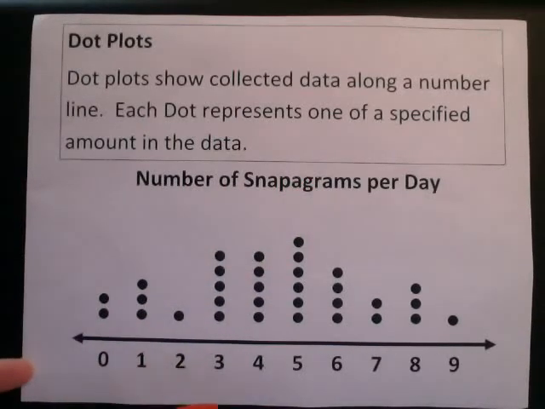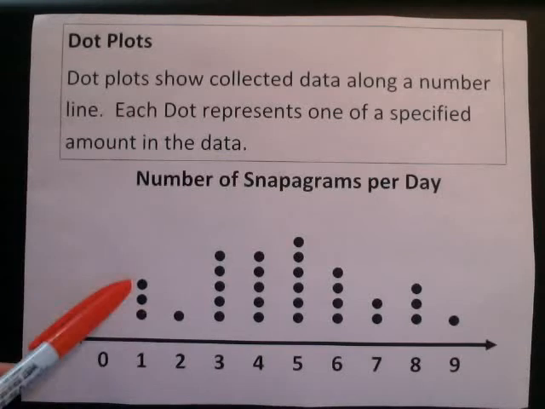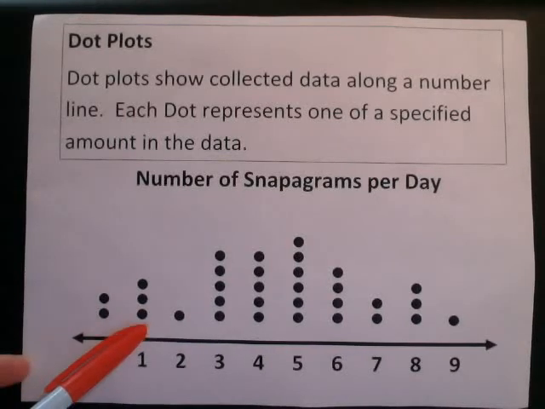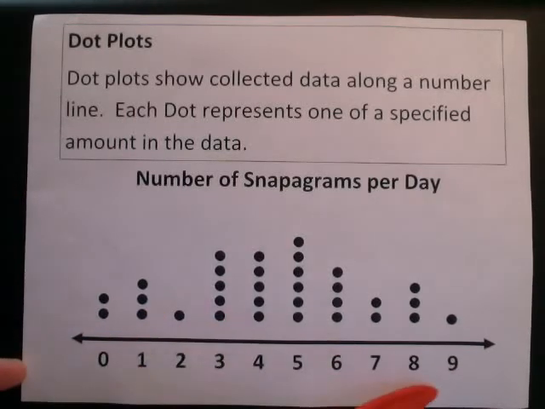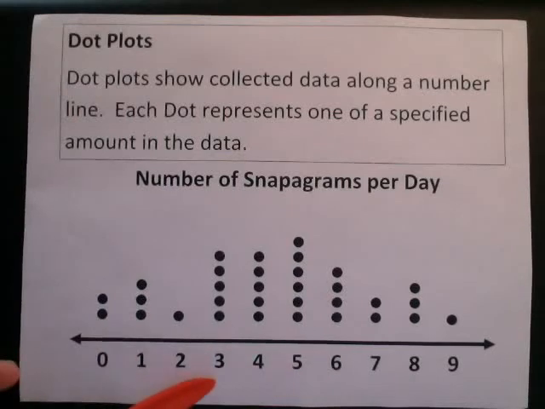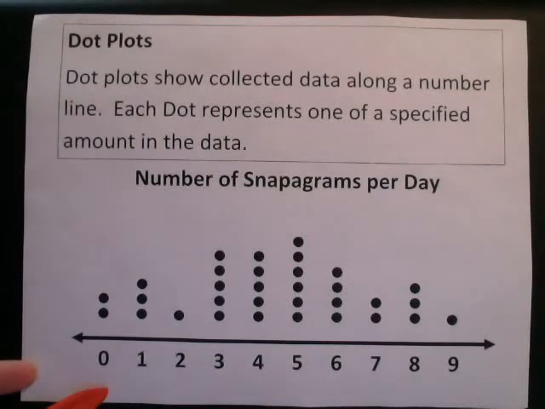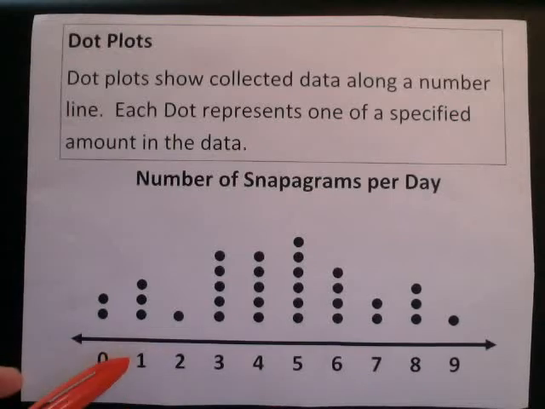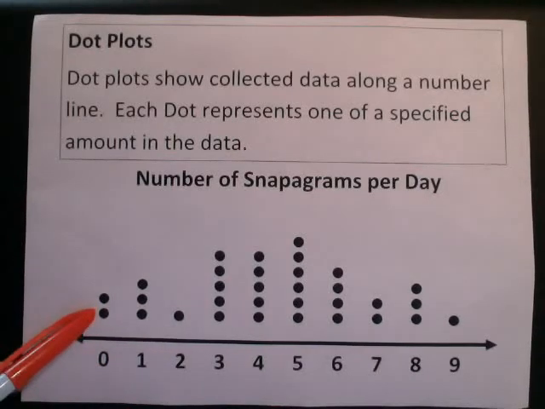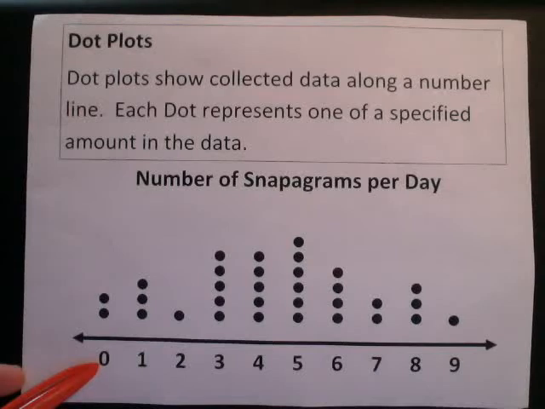And so in this case, you can see that the dots represent the students surveyed, and the number line represents the number of snapograms per day that they post or take. So when you look at the data, a couple things you can figure out. Number one, you can figure out that two students, okay, they don't post any at all. They don't do any snapograms per day.